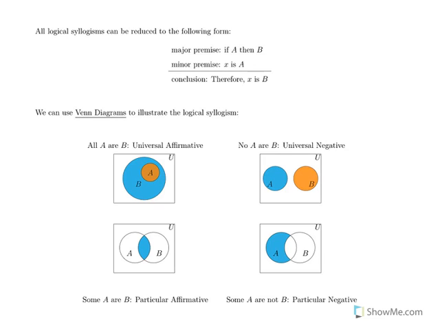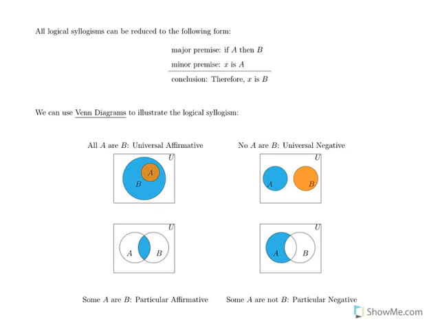So all logical syllogisms, if we try to kind of reduce this into a certain form, can be written as if A, then B. That's our general theory, our general pattern. If something, then something else. We have our specific minor premise that X, some specific thing X, is A. And that means that therefore X is B. And we can use Venn diagrams to illustrate these logical syllogisms.